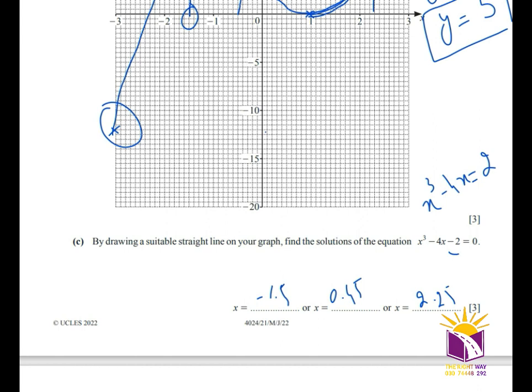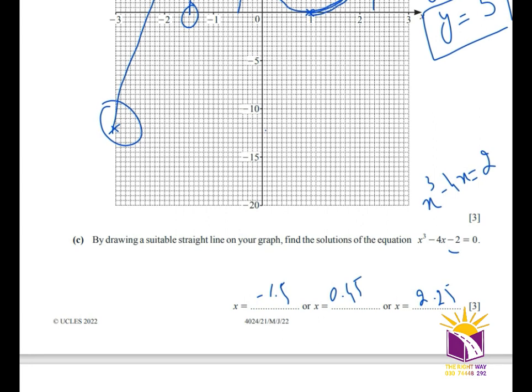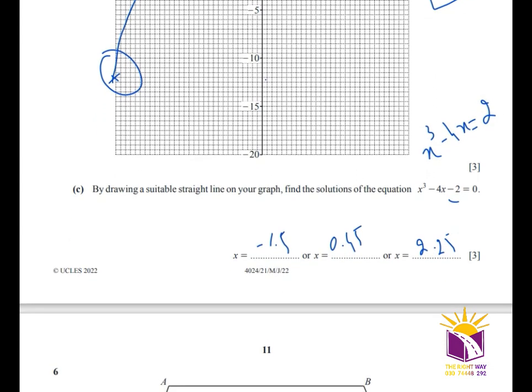By drawing the suitable line of y is equal to 5, I have found my answers: minus 1.5, 0.45 and 2.25.